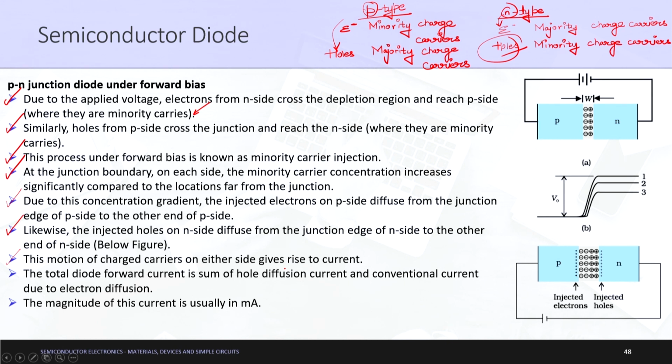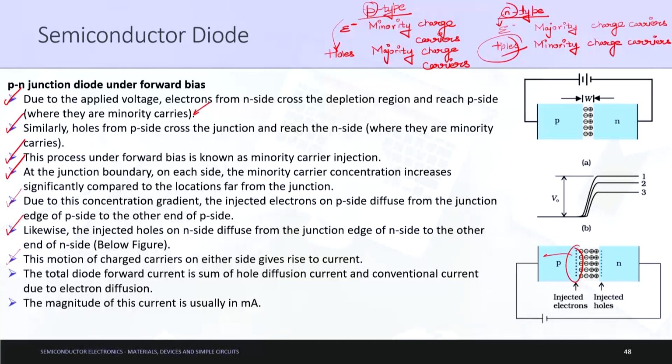Quite evident. What is basically current? Current is due to change in the charge per unit time. So, if there is a movement of charge per unit time, then there will be current involved. If there are some electrons here and a movement occurring, and some holes here and a movement occurring, then there is a movement of charges and hence current is produced. So, this motion of charged carriers on either side gives rise to current.